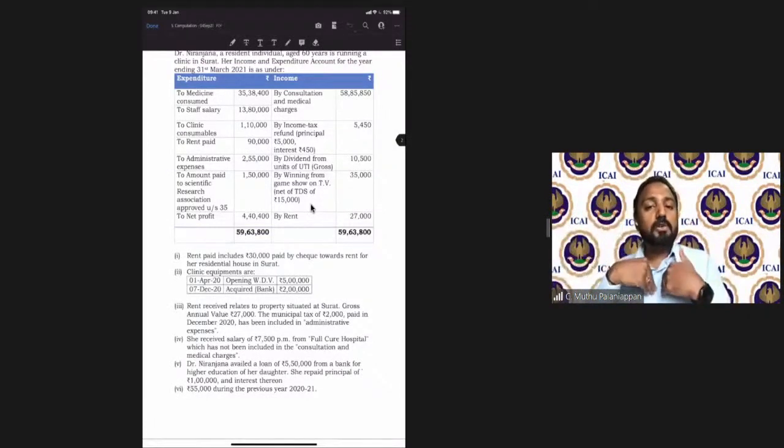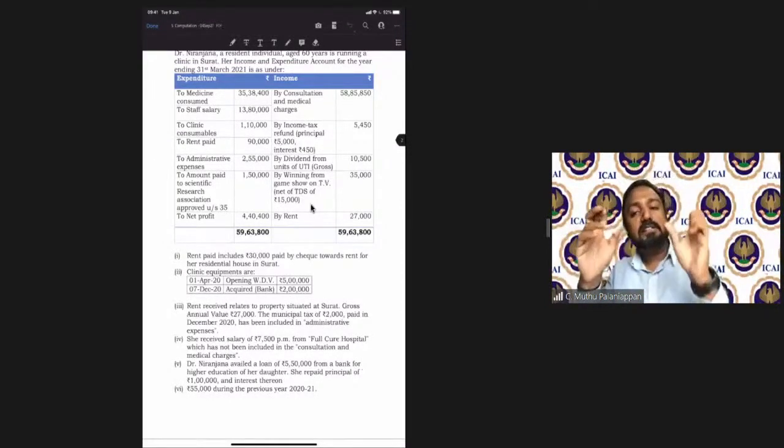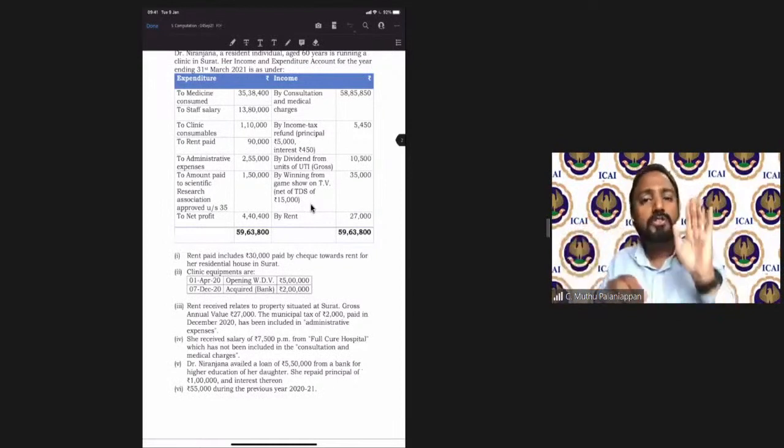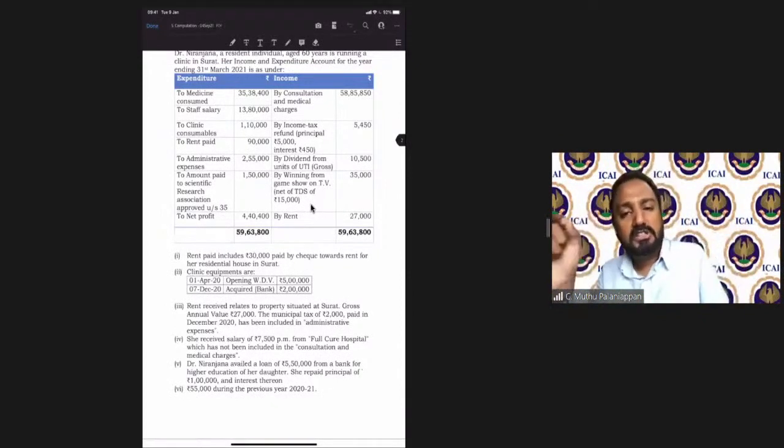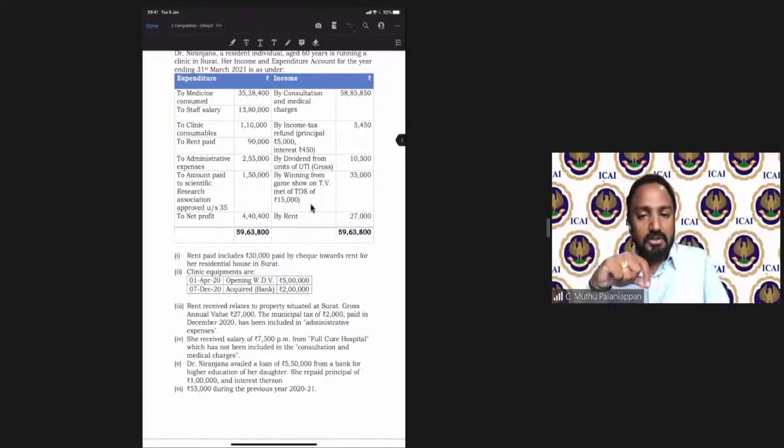So whatever we need to include as income is before deduction, because the deduction part is a tax amount. That should not be reduced from income. So be very clear on this. Wherever you see the word net, you will have to compute the TDS and add it back. In this case, TDS has been specified as the amount itself, given as 15,000. So this 35,000 plus 15,000, 50,000, is your income from winnings from game shows and other things. That is what is important here.